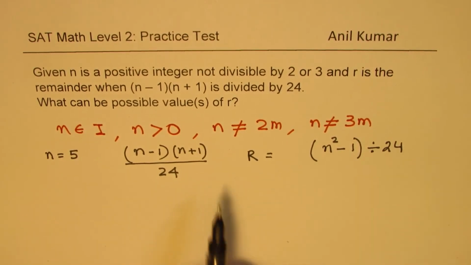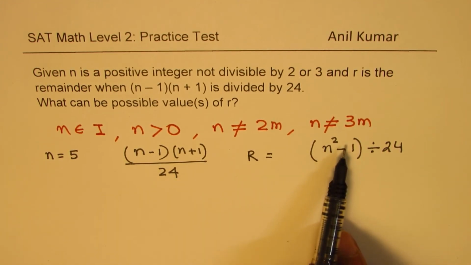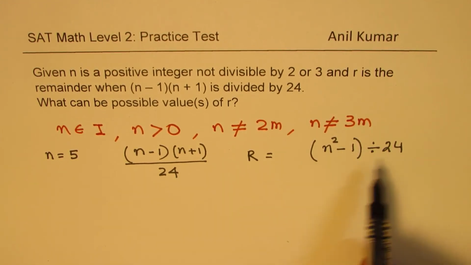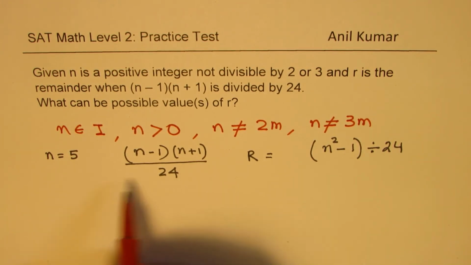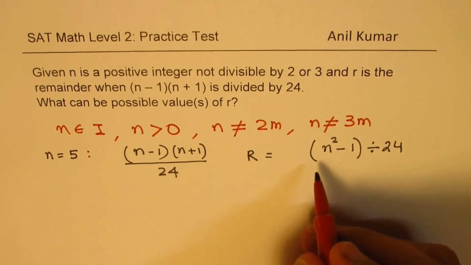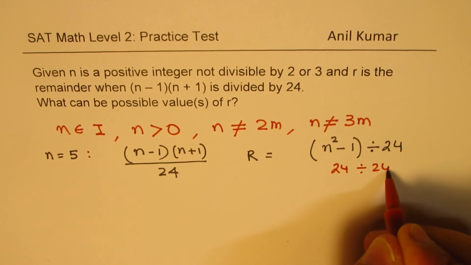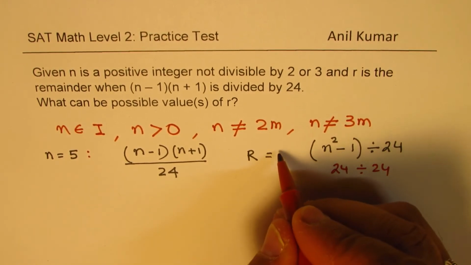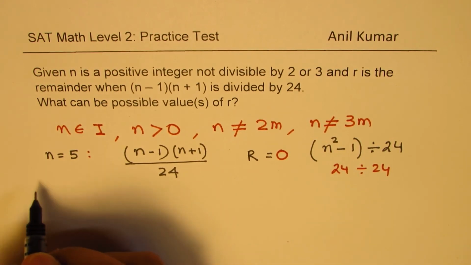So I'm rewriting this. Is that clear to you? N minus 1 times n plus 1 is n square minus 1, correct? So we'll divide by 24 and check what the remainder is. So, well, if I do 5 for n, n square is 25, so this is 24 divided by 24. It is even, right? So remainder is 0, correct? Well, let's try another value of n.